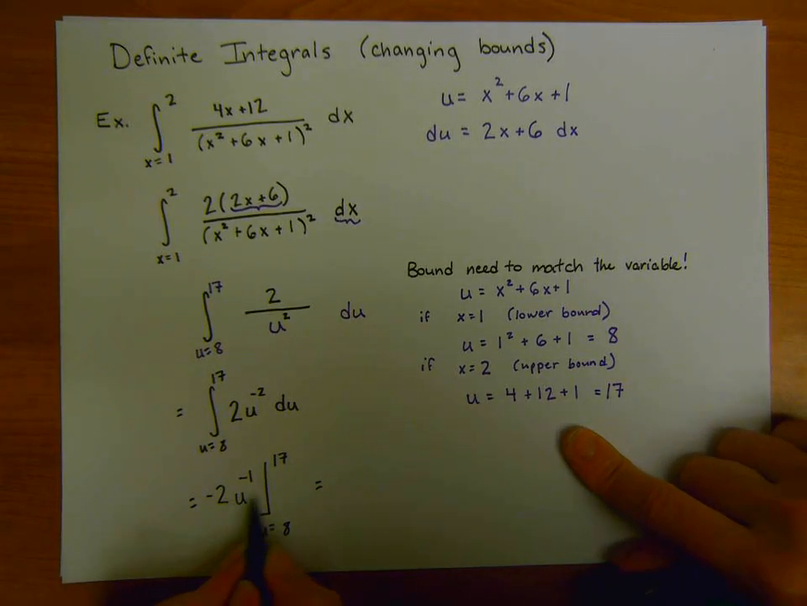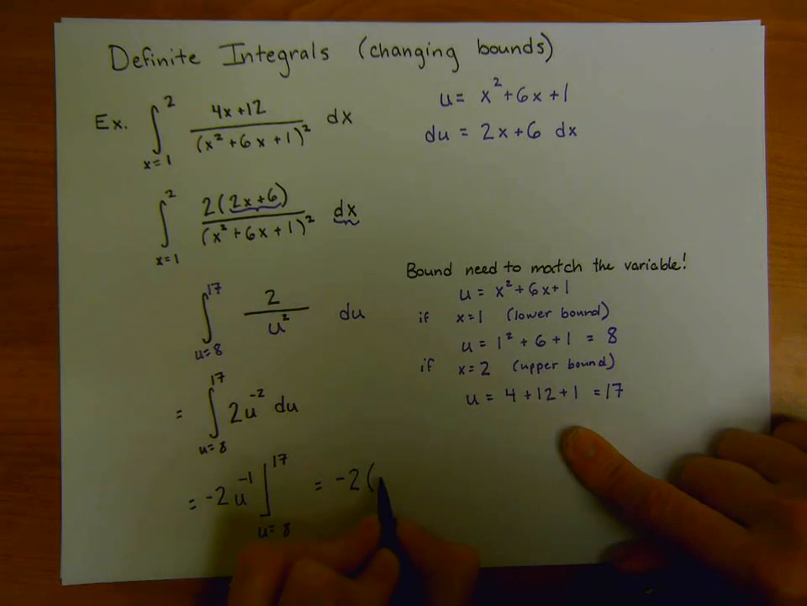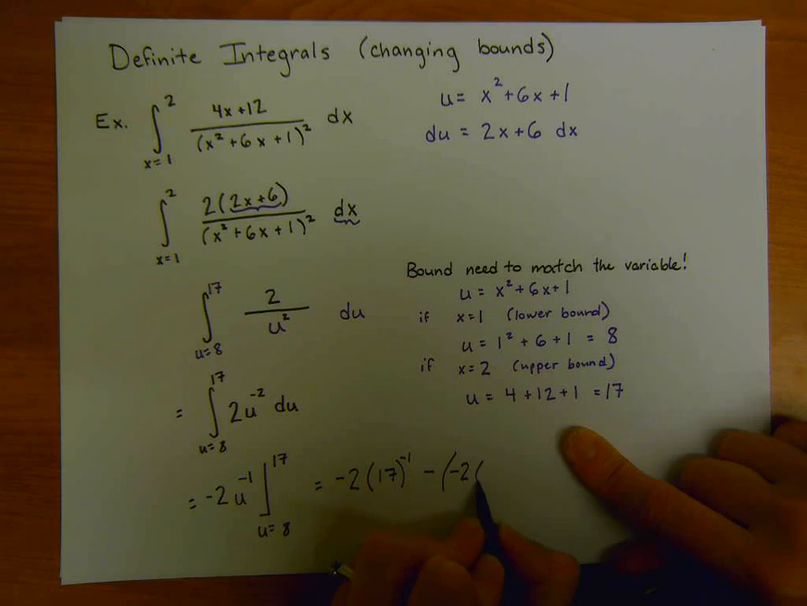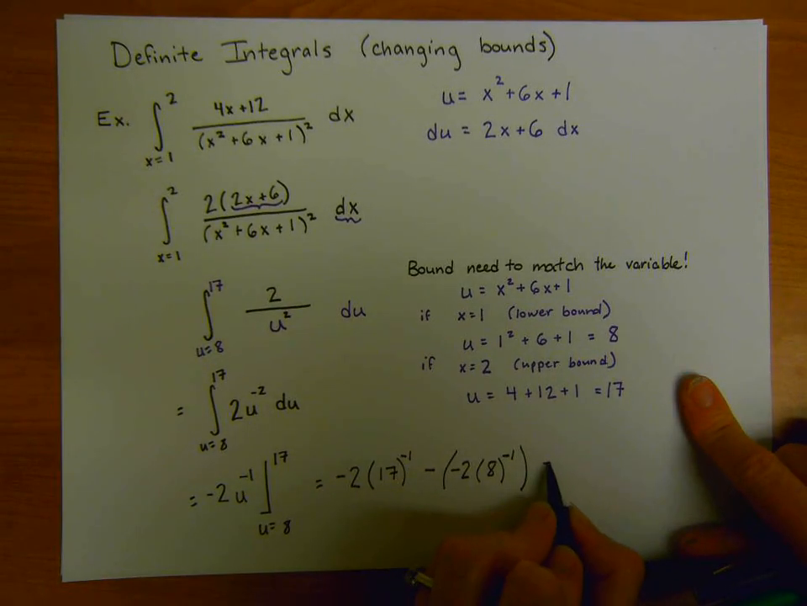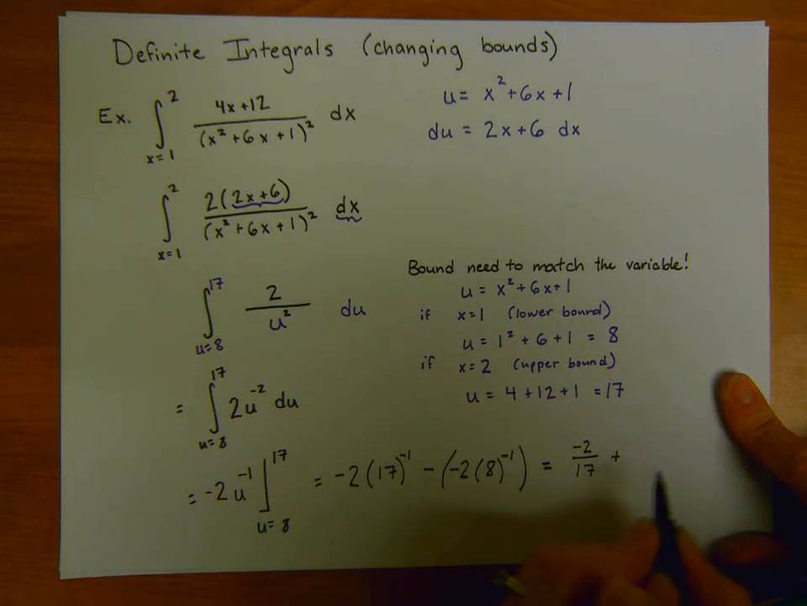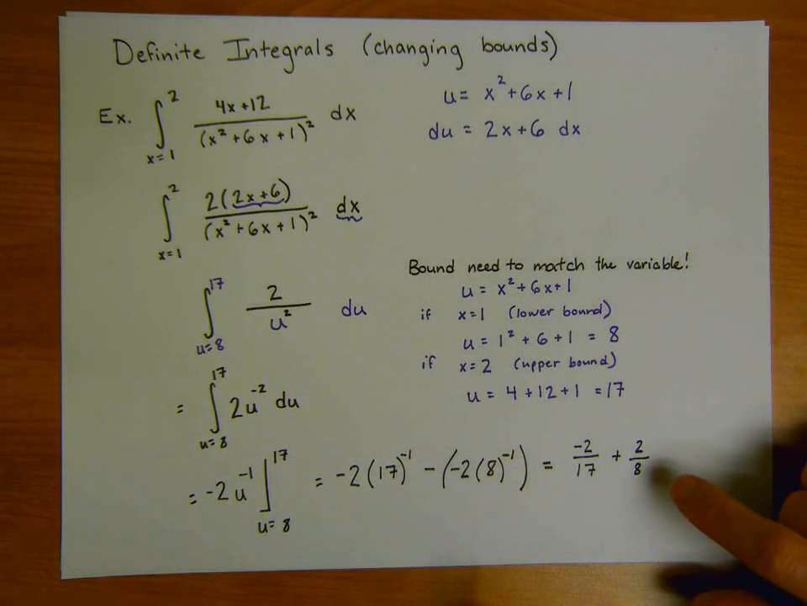which means that the upper bound is negative 2 times 17 to the negative 1 minus negative 2 times 8 to the negative 1. And I can simplify this greatly by saying this is negative 2 over 17. Minus a negative is a positive 2 over 8, which is 2/4. And I could simplify this fraction, but I'm not going to for this example. Great!